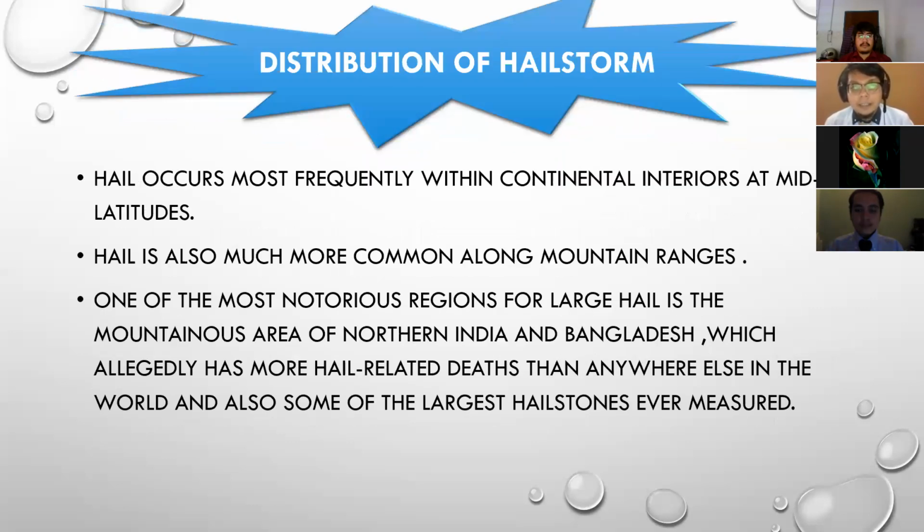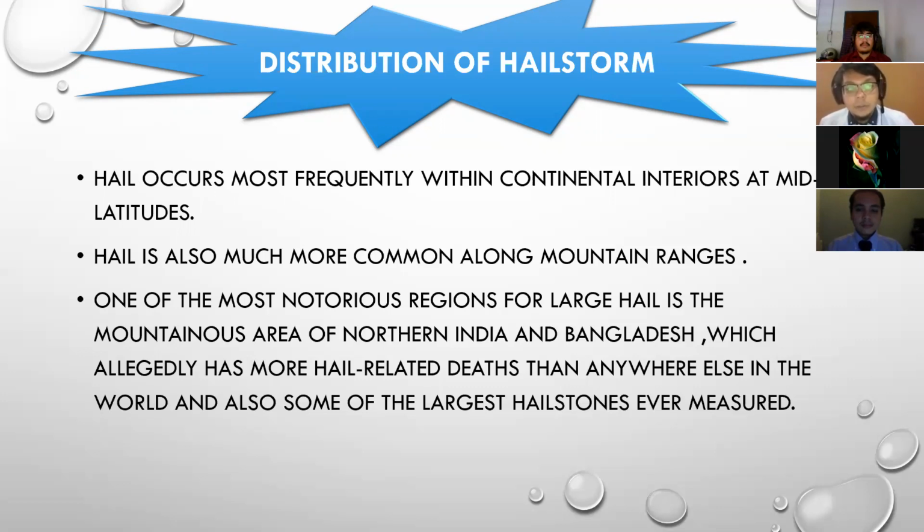Basically, the difference between hail and snow is that snow happens when rain falls down and the temperature is freezing, but hail is when the water in the cloud freezes in the cloud, so the hailstorm happens. So this destruction of the hailstorm occurs most frequently in continental interiors at mid latitudes.